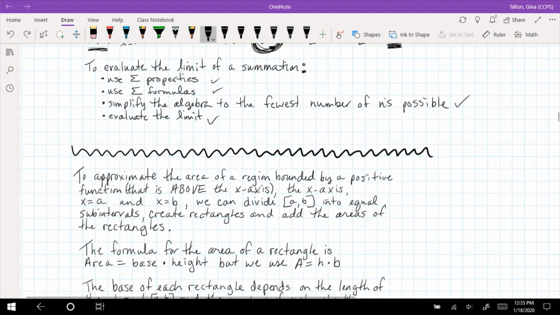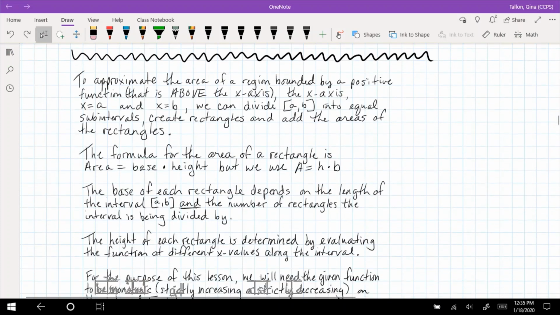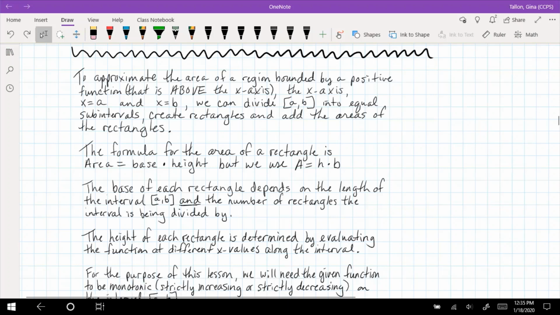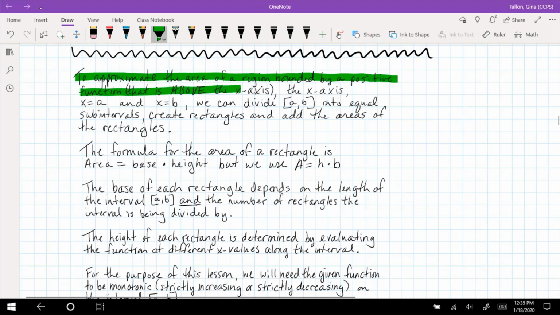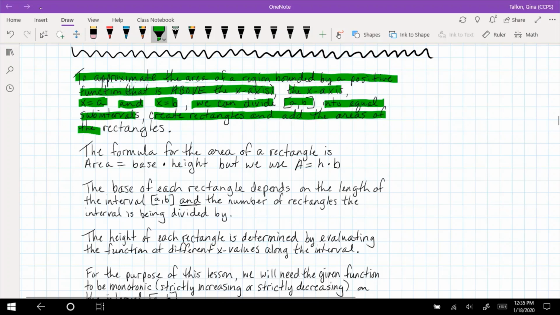Moving on. This is where we come into some how-does-this-get-applied questions. To approximate the area of a region bounded by a positive function that is above the x-axis, x equals a and x equals b. Now these are vertical lines we're talking about. x equals something, those are vertical lines. We can divide the interval from a to b into equal subintervals, creating rectangles, and we add the areas of those rectangles up to give us an approximate area of the region.